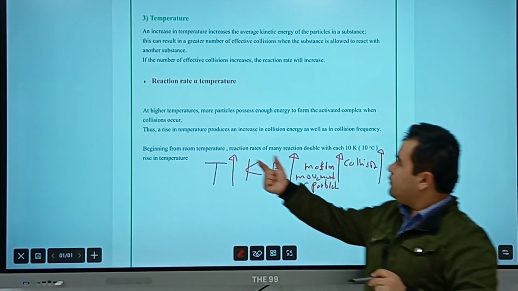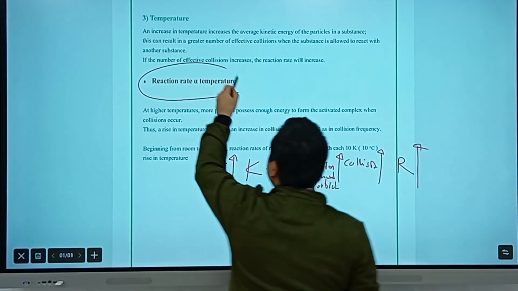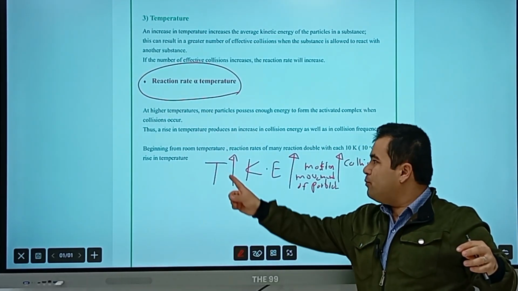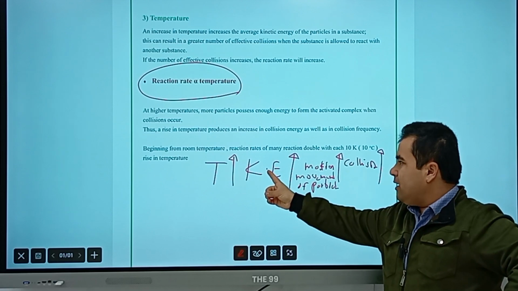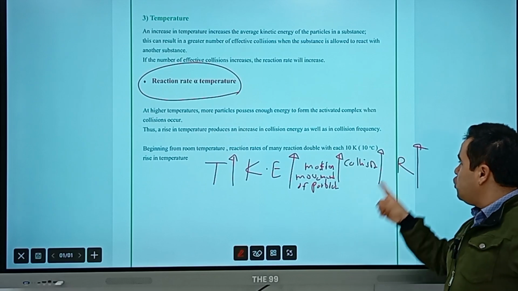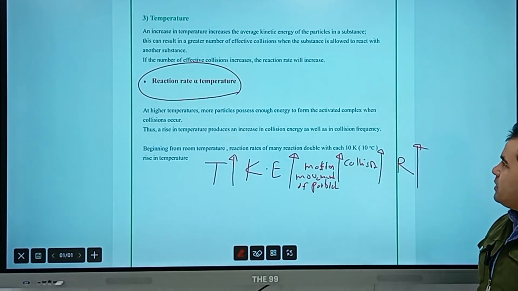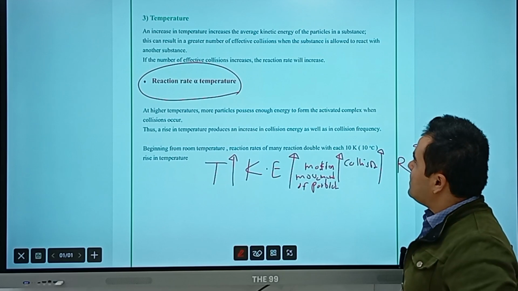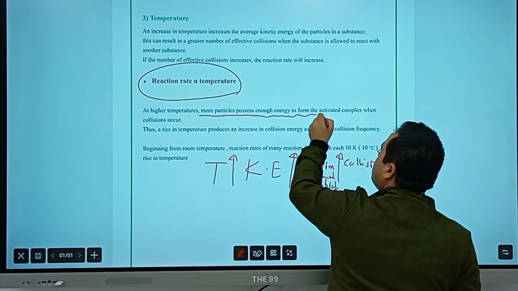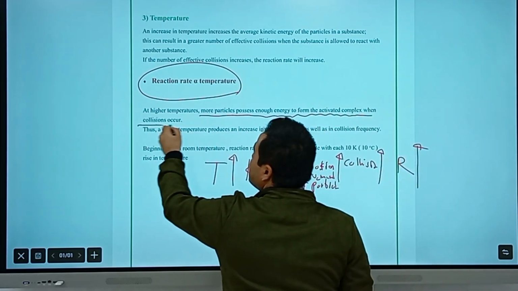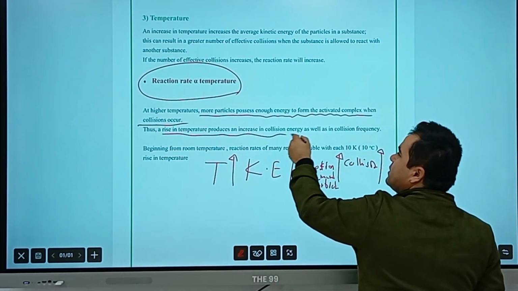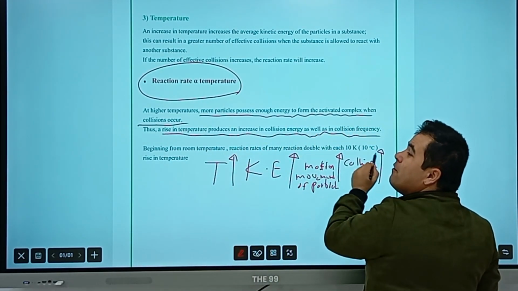So guys, the effect of temperature on the rate of the reaction can be stated as they are directly proportional to each other. As temperature increases the kinetic energy of the system, then the movement of particles increases, then the collisions increase, and then the rate of the reaction will be increased through increasing temperature, guys. At a higher temperature, more particles possess enough energy to form the activated complex when collisions occur. That means increased collisions. A rise in temperature produces an increase in collision energy as well as in collision frequency.